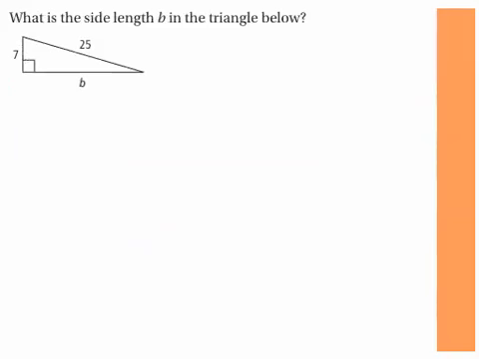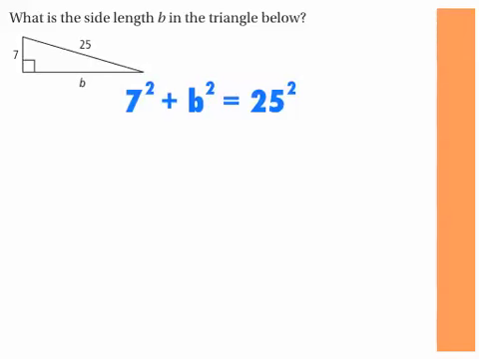The next example says, what is the side length of B in the right triangle below? Notice we have 7 as a leg and B is a leg, and then the hypotenuse, or the side opposite your right angle, is 25. So when I plug in what I know, I'm going to say 7 squared plus B squared equals 25 squared. Again, I could have B squared plus 7 squared. It's not going to change my answer.